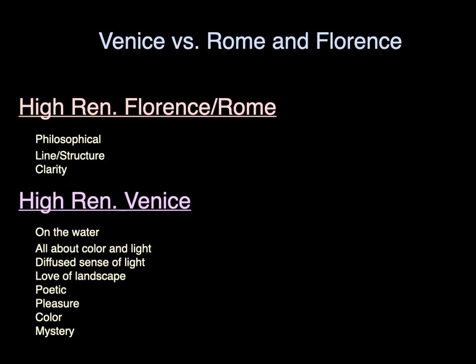Venice was located right on the water, and a lot of people speculate that had something to do with the way that the artists perceived light. In fact, their work was much more about color and light and this diffused sense of light than it was about clarity or structure or line. The Venetians also had an intense love of landscape, and we see landscape occurring in their work in a much more prominent way than with Florence and Rome. If the Florence and Rome artists were distinctly philosophical in their approach, the Venetians were much more poetic in their work. It was about pleasure, it was about color, it was about mystery.